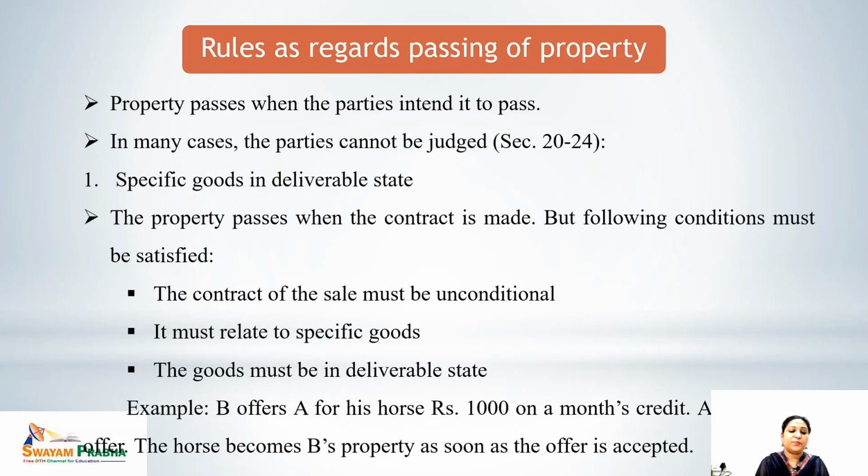Let's see the example. Mr. B offers Mr. A for his horse rupees 1000 on a month's credit. A accepts the offer. The horse becomes B's property as soon as the offer is accepted, because there is nothing which is to be done to make the goods deliverable, and moreover the goods are specific goods. The horse is a specific one which is to be passed to the buyer on accepting the offer.